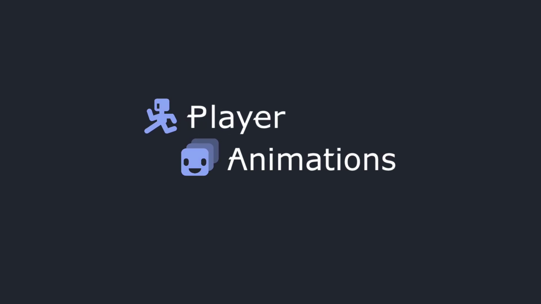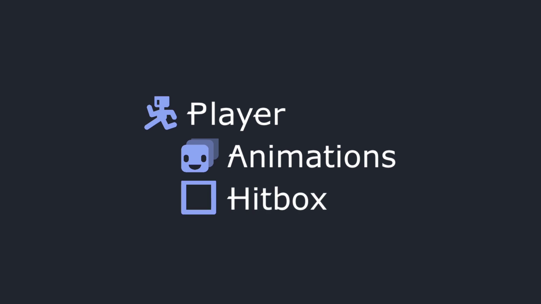We'll start by setting up our player character, create a character body 2D node, and add an animated sprite 2D for visuals and a collision shape 2D for hit detection. This structure will serve as Sonic's foundation.